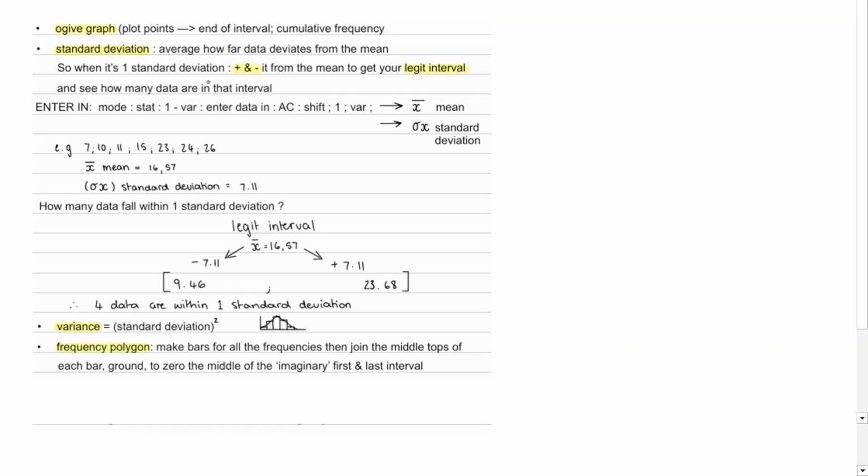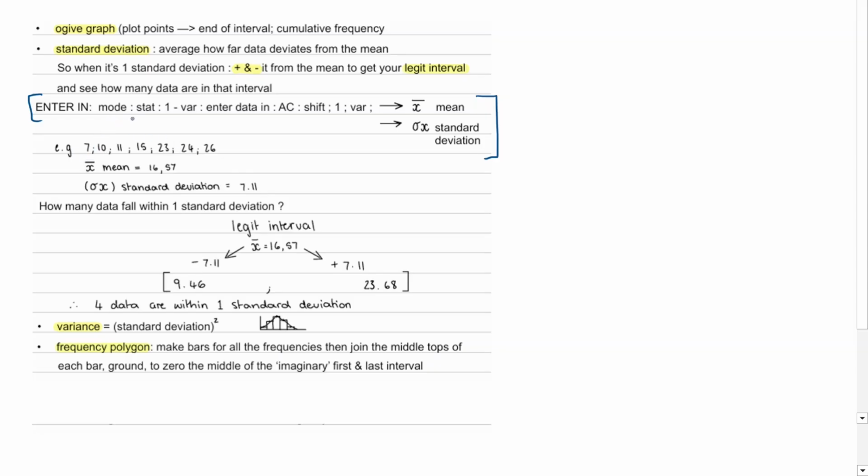And so I'm going to show you here how to enter it into your calculator to get the standard deviation, and you can see the symbols. And once we've got it, we're going to just add that standard deviation above our mean and below our mean to get what I call the legit interval. And so here's how it goes with the actual worked example.